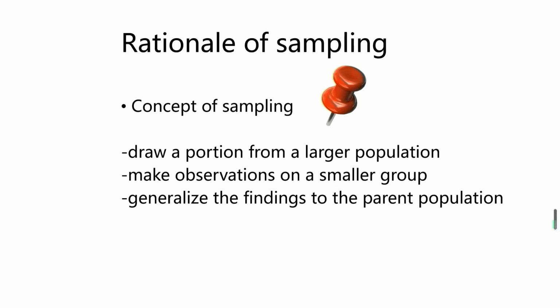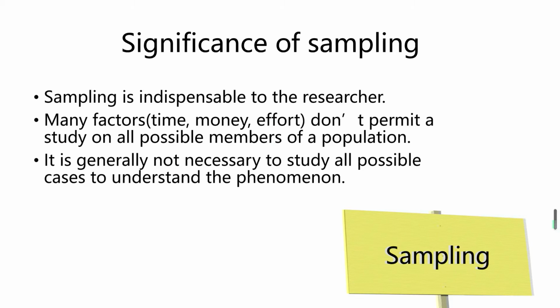So if you want to know the rationale of sampling, firstly, you must know the concept of sampling. Sampling means to draw a portion from a larger population, make observations on a smaller group, and finally generalize the findings to the parent population. Sampling is indispensable to the researcher. Many factors such as time, money, effort do not permit a study on all possible members of a population. It is generally not necessary to study all possible cases to understand the phenomenon. So that means if you want to understand the phenomenon, you just need to study a few cases.